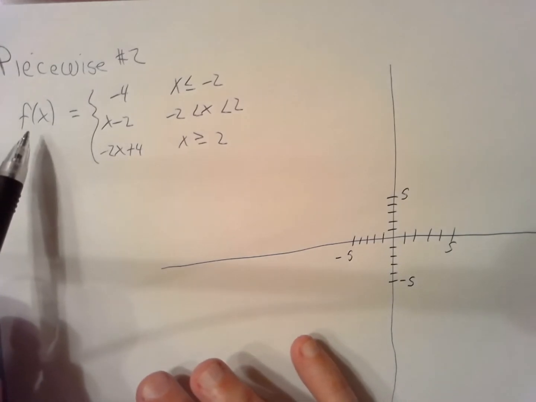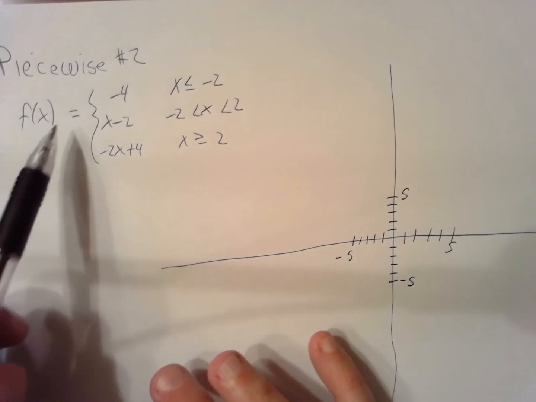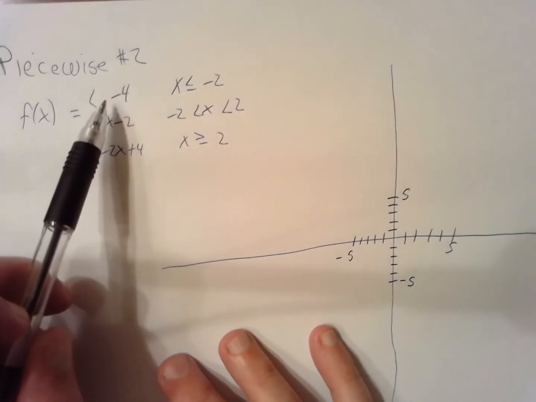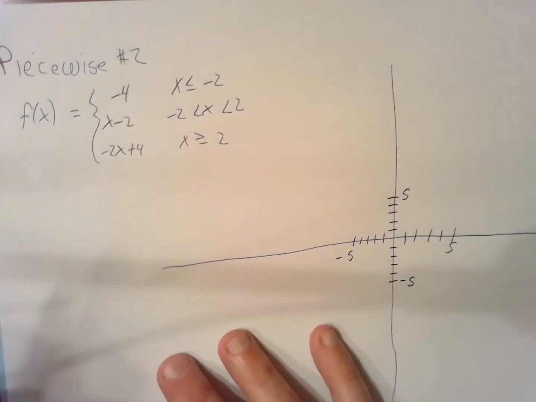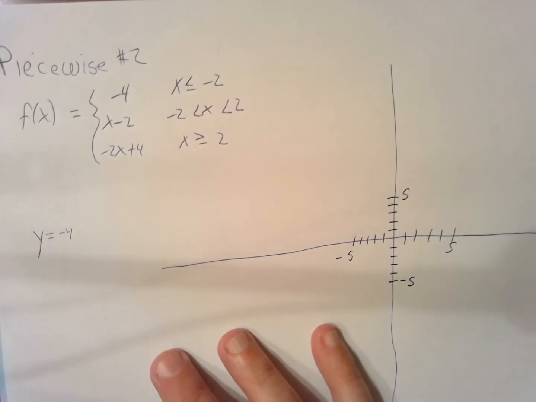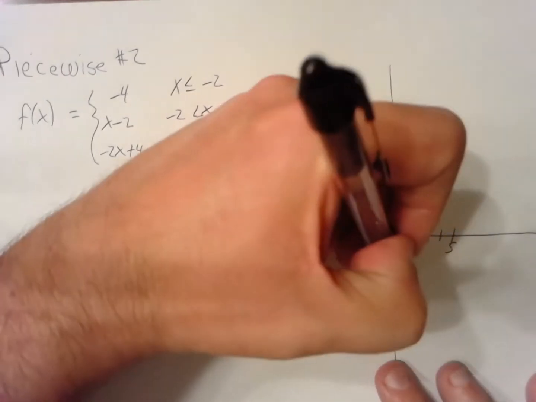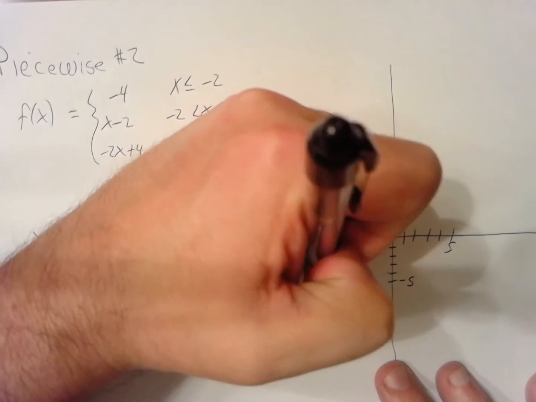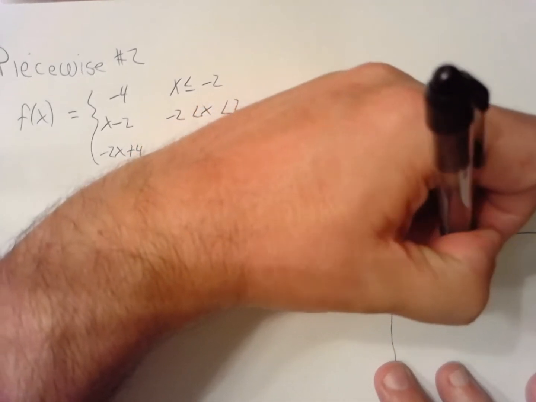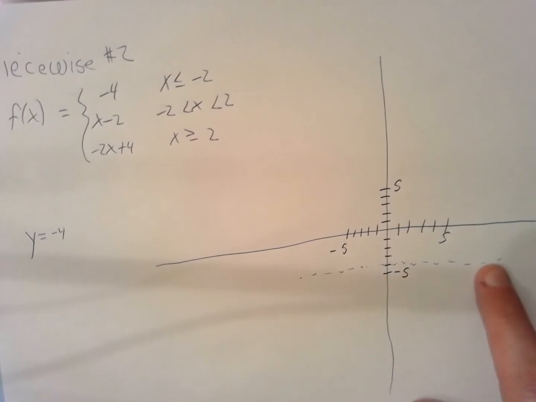Remember, f of x is just a fancy way of saying y. So the first thing I want to graph is y equals -4. So I'll write that over here on the side. Y equals -4. What is that? That's a horizontal line. So I'm going to lightly sketch that in. Y equals -4. That's down here.